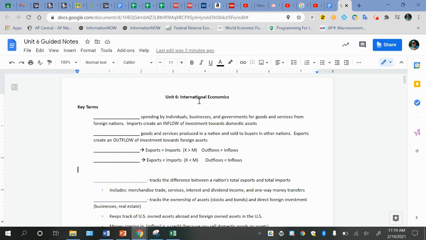Actually, our last unit. It's going to be broken up into a couple different parts. But either way, here's your notes. You'll get linked to them. This is what they'll look like. You're going to fill in some blanks as we go.